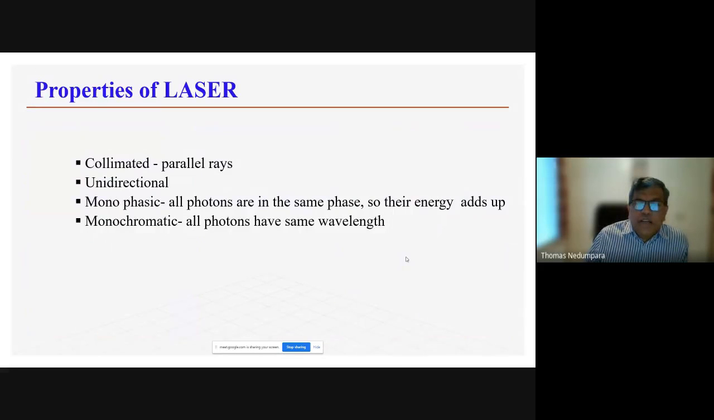Laser has mainly four properties. It is collimated, which means it's parallel rays. It's unidirectional. It's monophasic because all the photons are in the same phase, so their energy adds up. And it is monochromatic, which means all the photons have the same wavelength.